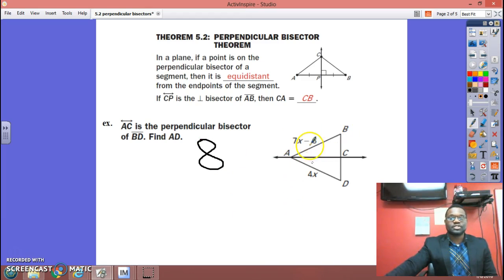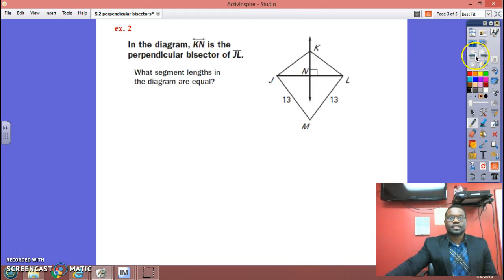Alright, so how do I know to set those equal to each other? Because of this theorem here that tells me CA and CB are equal to each other. Alright, here's another example. In this diagram, KN is a perpendicular bisector of JL. What segment lengths in the diagram are equal?